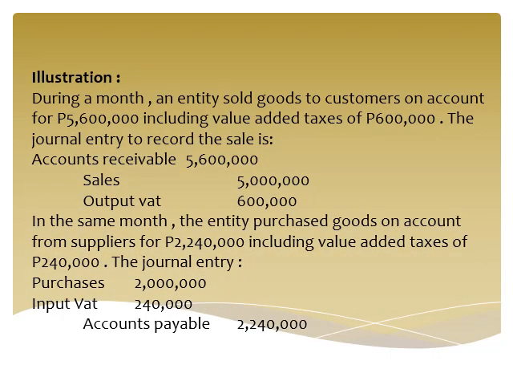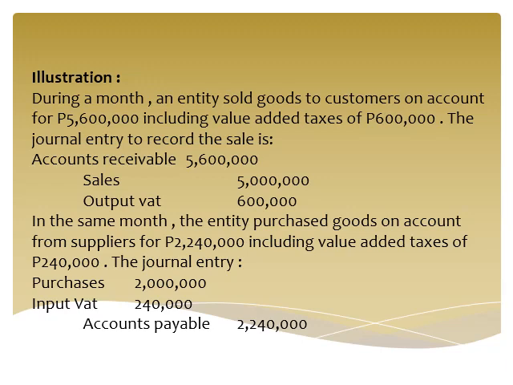For our illustration, during a month, an entity sold goods to customers on account for 5,600,000, but that 5,600,000 includes a VAT, value-added taxes, of 600,000. So the journal entry to record the sale is accounts receivable 5.6 million. Then we only have sales of 5 million. Then, credit output VAT of 600,000.